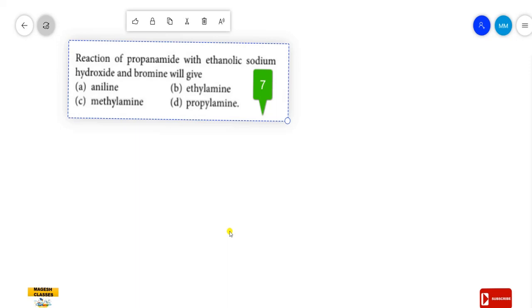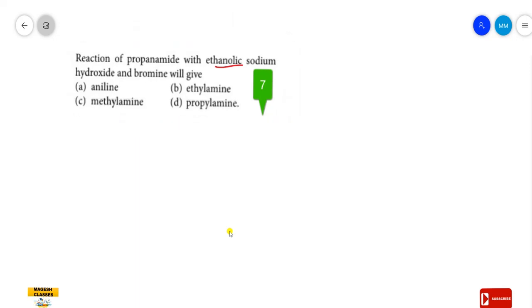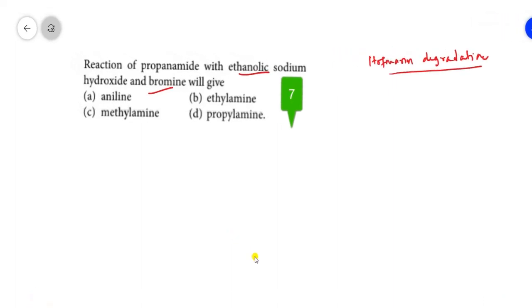Question number 7. A reaction of propanamide with ethanolic sodium hydroxide and bromine will give. What is the concept? The ethanolic sodium hydroxide and bromine is the combination in the Hoffmann degradation reaction. What is this Hoffmann degradation reaction? The amide compound is converted into an amine compound. Here the reagent is alcoholic sodium hydroxide and bromine.